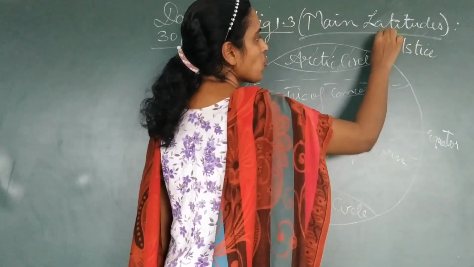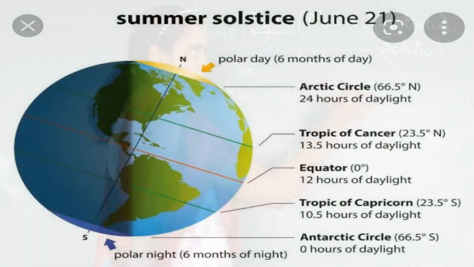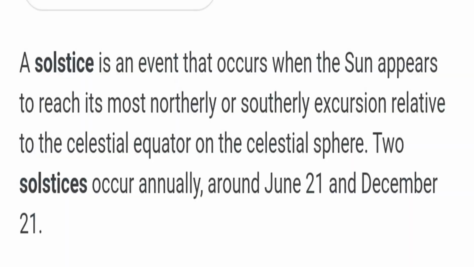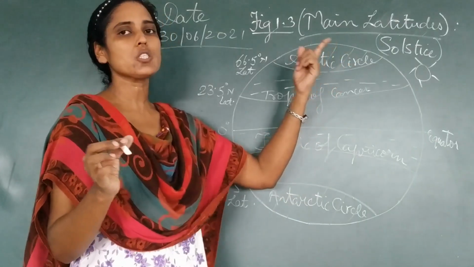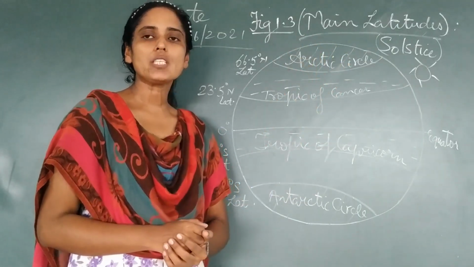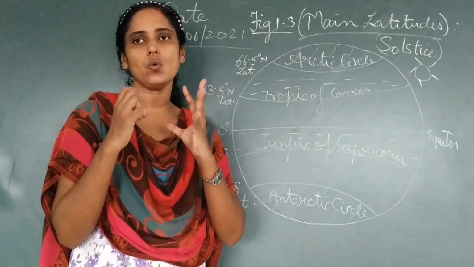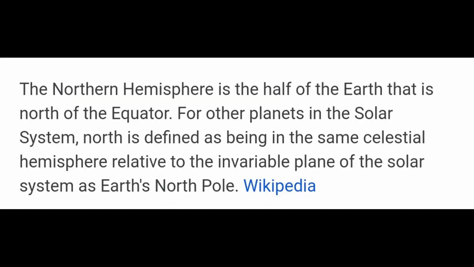What is a solstice, students? Solstice is the apparent movement of the sun. The region between the Tropic of Cancer in the north and the Tropic of Capricorn in the south of the equator is where solstices occur. Between these solstices, you have 6 months for the movement of the sun.